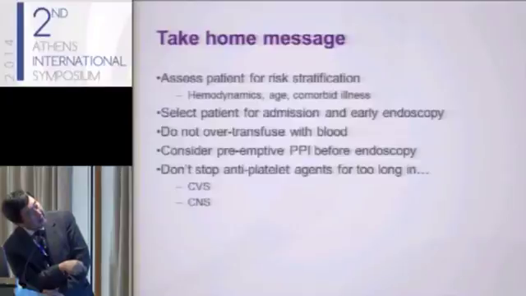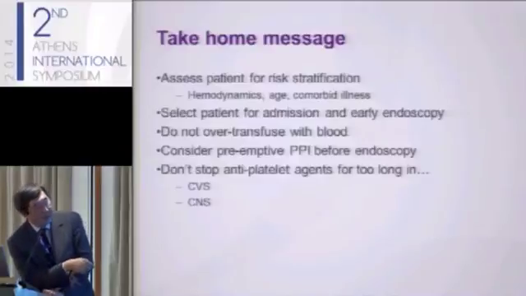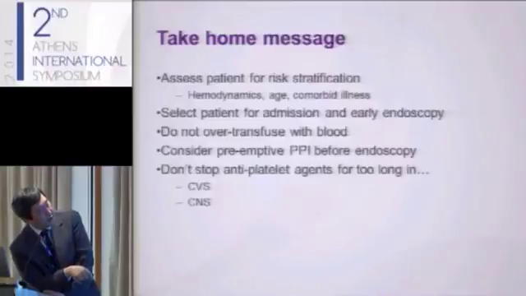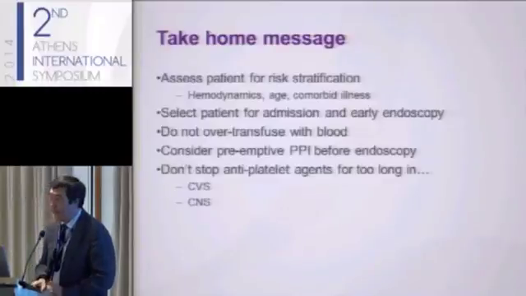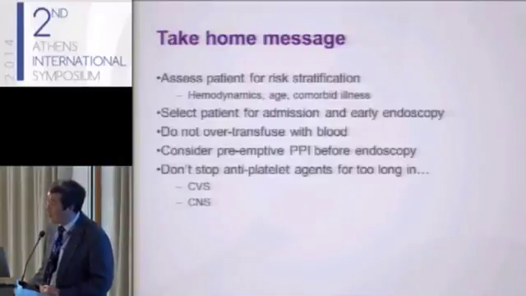So the take-home message, ladies and gentlemen, is that we should do a risk stratification considering the hemodynamic parameters, the age, and comorbid illness. This is to find out who might require hospital admission and early endoscopy within 24 hours. Those who are very low risk can be discharged right away. But do not overtransfuse patients with blood. Hemoglobin above 7 would not require immediate transfusion. Patients may benefit from preemptive use of proton pump inhibitors, and do not stop antiplatelet agents for too long because you are jeopardizing the patient's cardiovascular or cerebrovascular diseases.